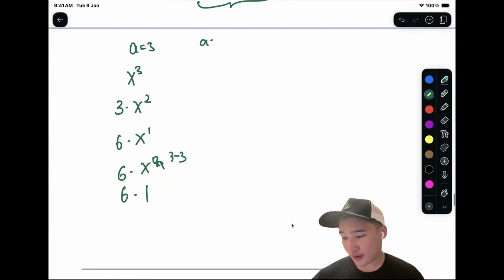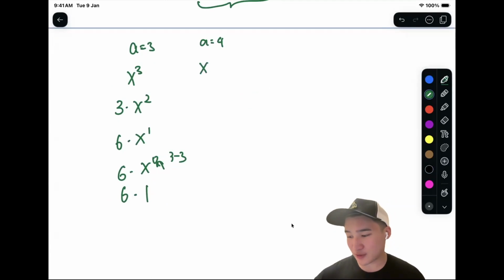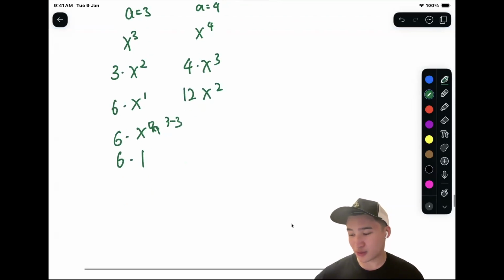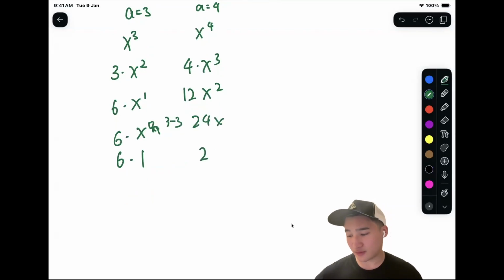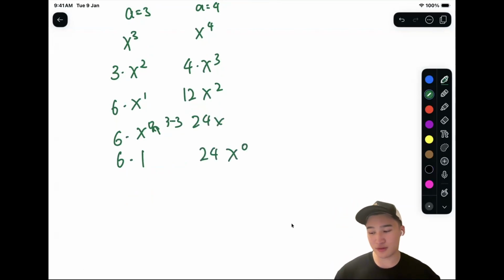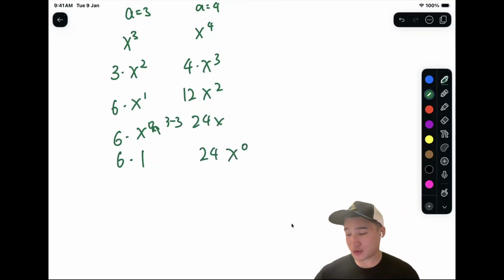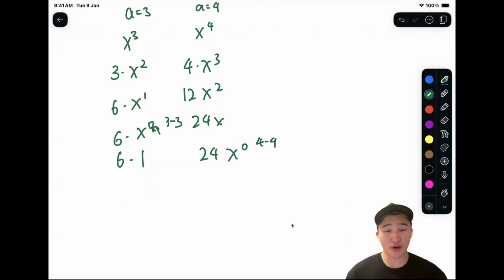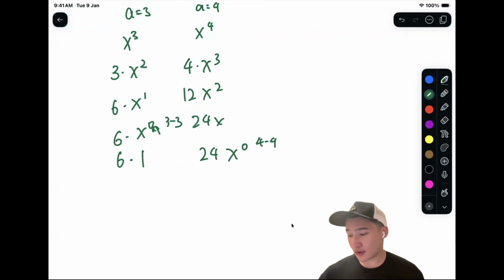And let's say our a is 4. And you guys are going to see the pattern here. a is 4, x to the power of 4. We have 4x^3, and then we have 3 times 4, 12x squared here, and then you have 24x, okay, and then finally you have 24 times x to the power of 0. And why do we have x to the power of 0? Is because as we keep on differentiating, right, we've reached a point where it's going to be 4 minus 4, therefore we're going to have x to the power of 0, which means it's 1.